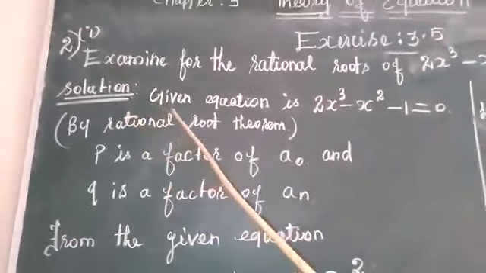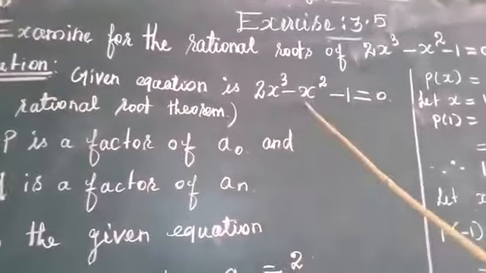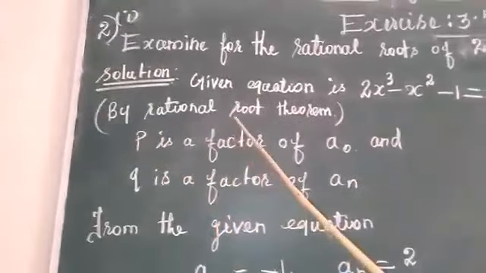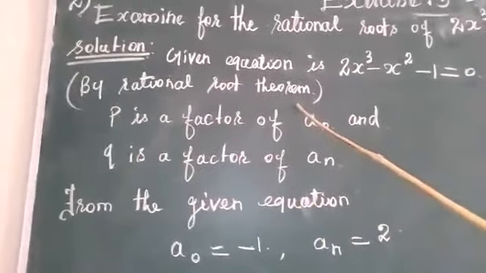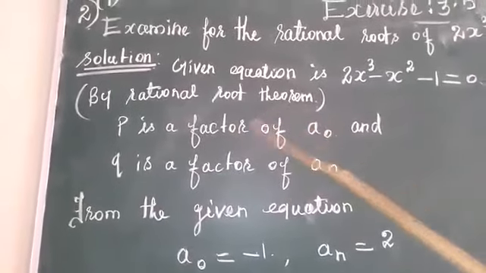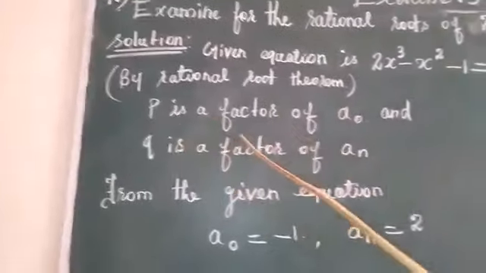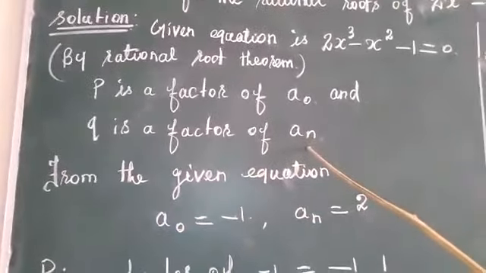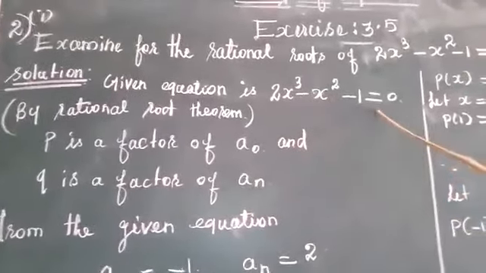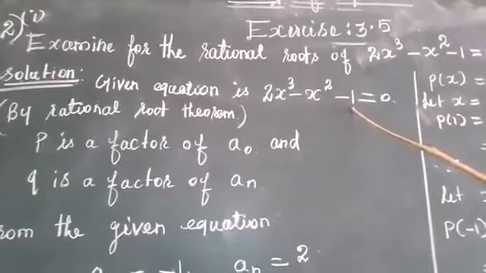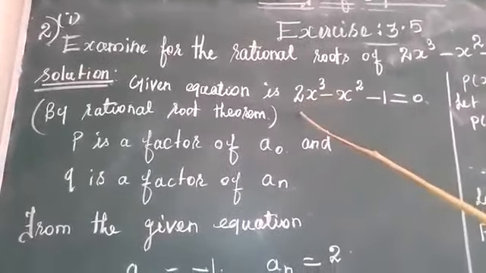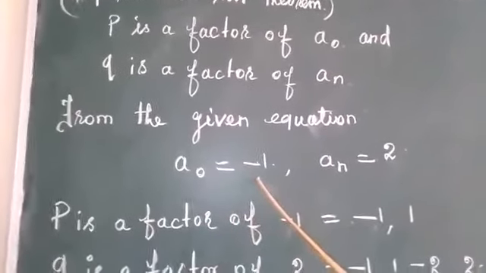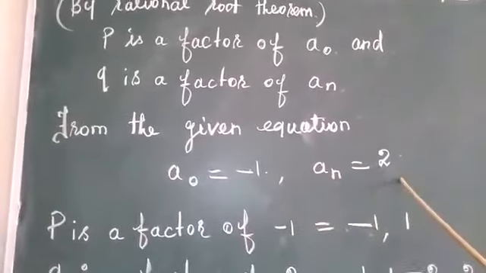The solution: the given equation is 2x cube minus x square minus 1 equal to 0. Here we are going to use the rational root theorem. From the rational root theorem, p is the factor of a naught and q is the factor of an. From the given equation, a naught is the constant term and an is the leading coefficient. So a naught is equal to minus 1 and an is equal to 2.